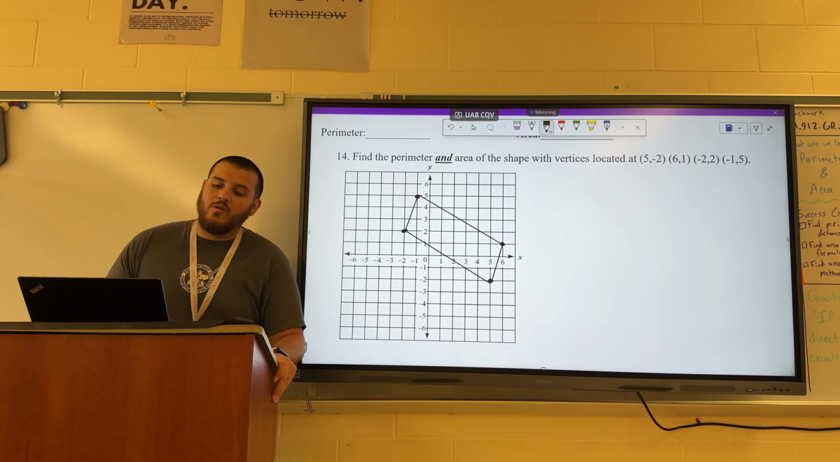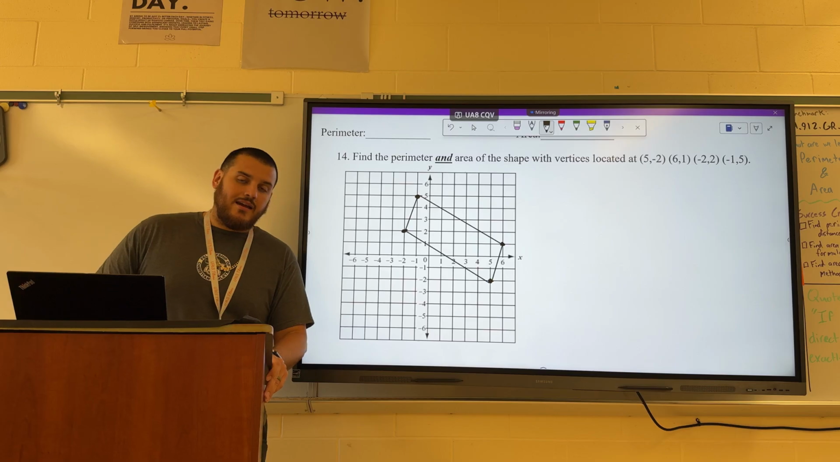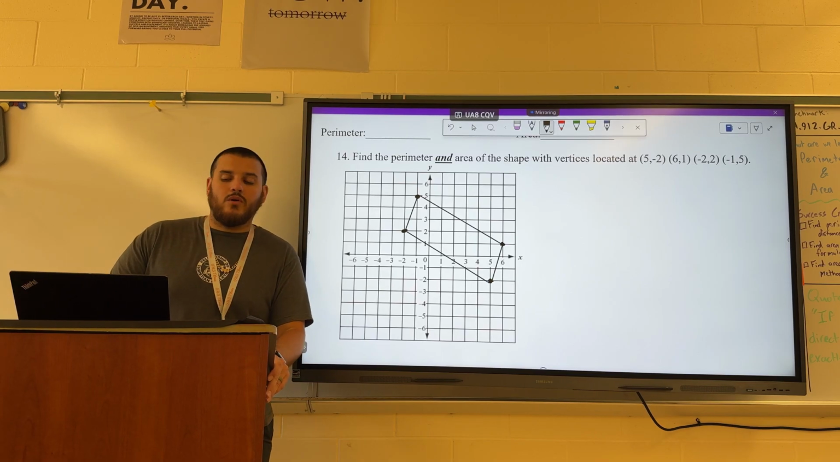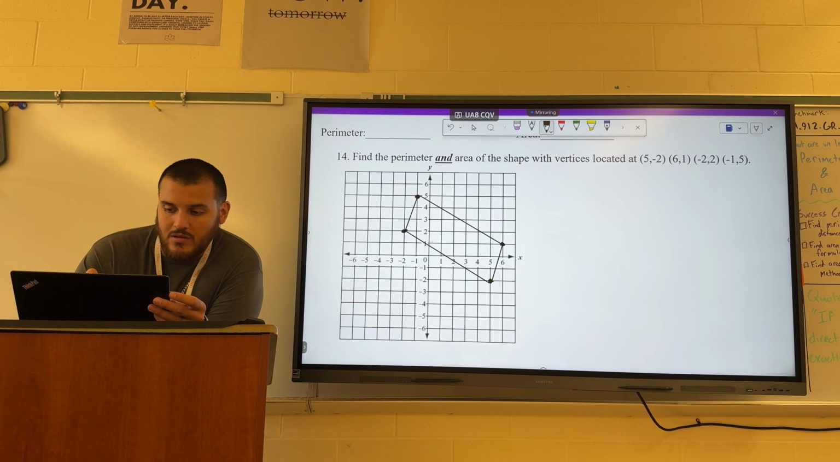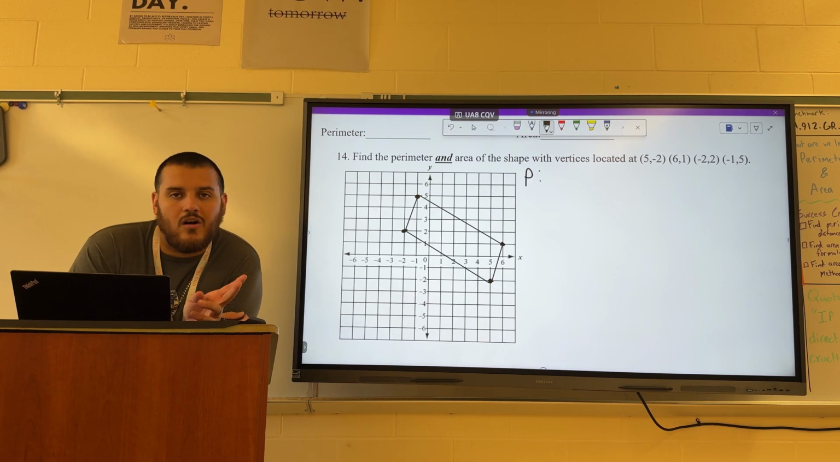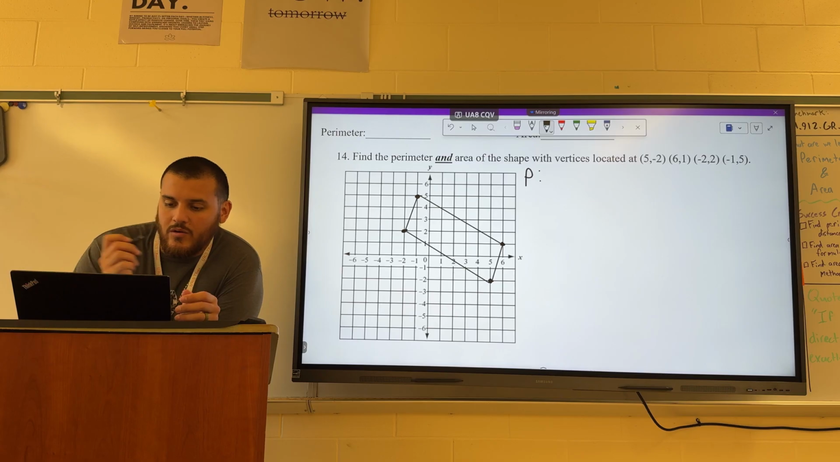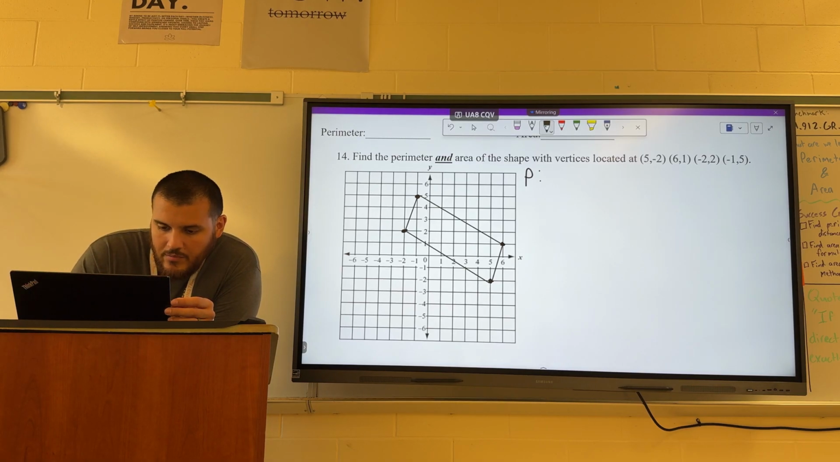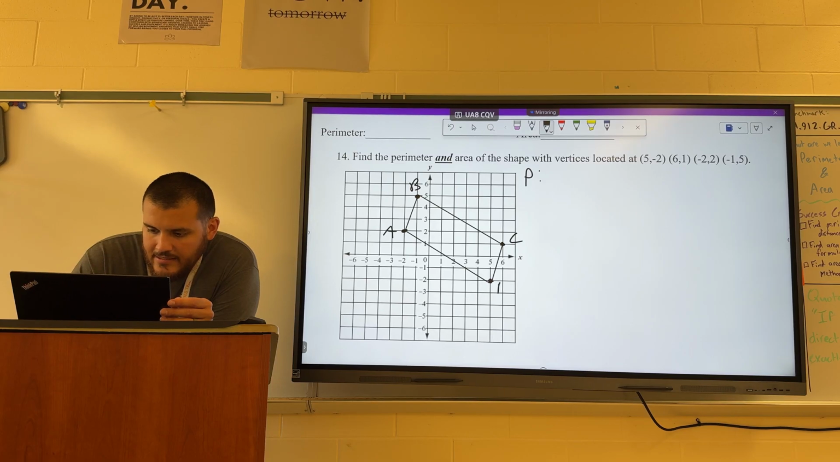Some of you can tell right away this problem will take a very long time to do. We're going to start with the perimeter. Nothing countable on this side or on this shape. So we're going to have to do distance formula on all 4 sides in order to find our perimeter here. I'm going to label my points A, B, C, and D, and we're going to get started.